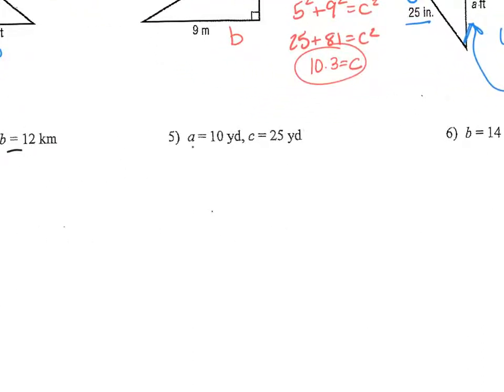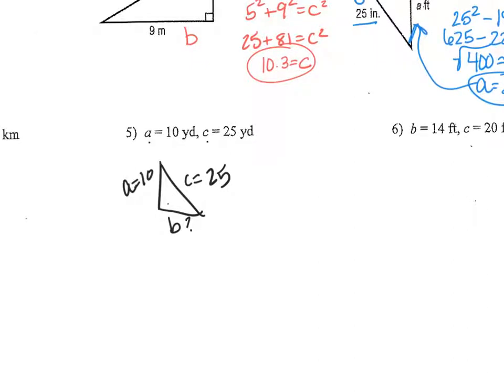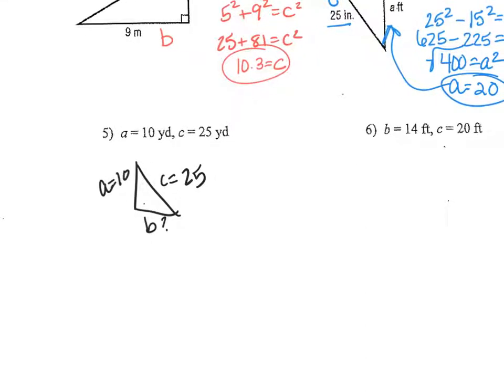Number 5, they give us A and they give us C. So if I drew the picture, I've got A is 10, C, my longest side, is 25, B, the base, we don't know. So if they give us A and they give us C, are we going to be adding or are we going to be subtracting? We're going to be subtracting. So we can say C squared minus, what do we know? A squared equals B squared.